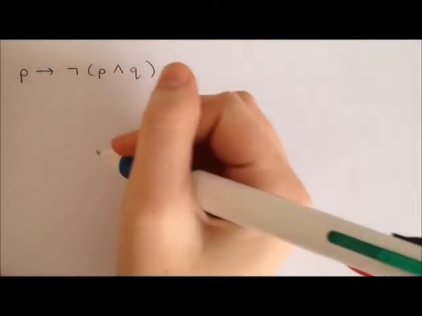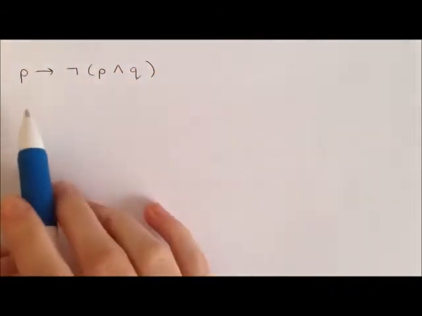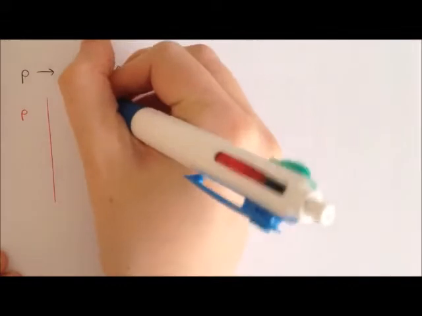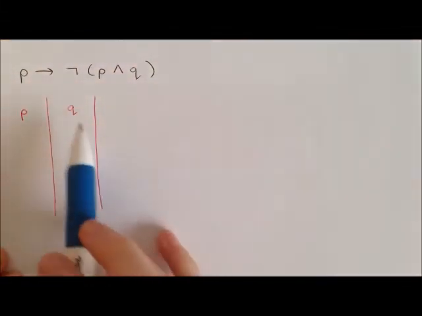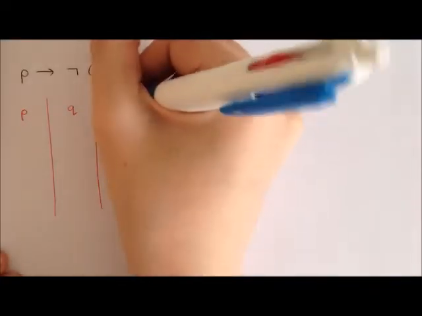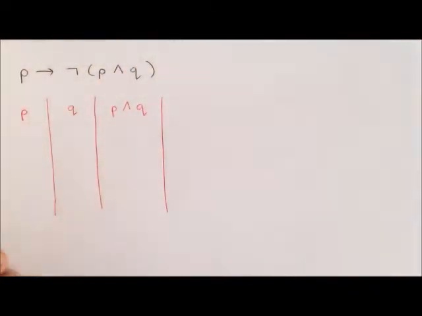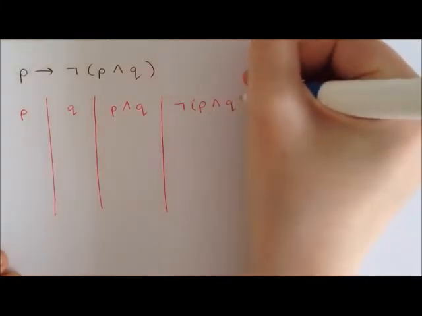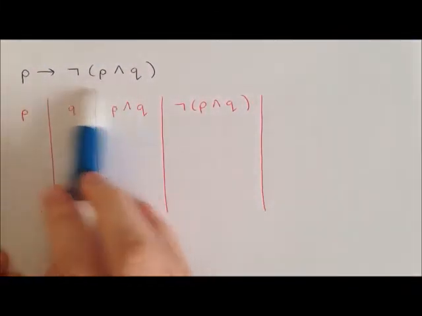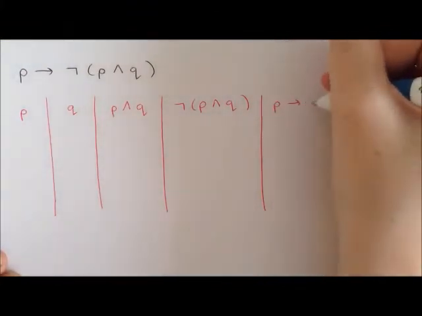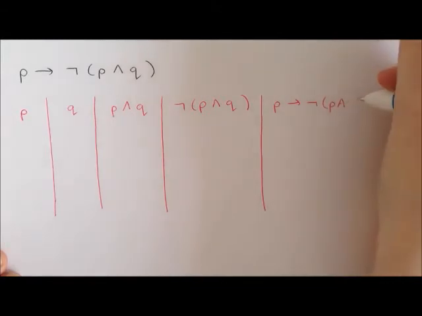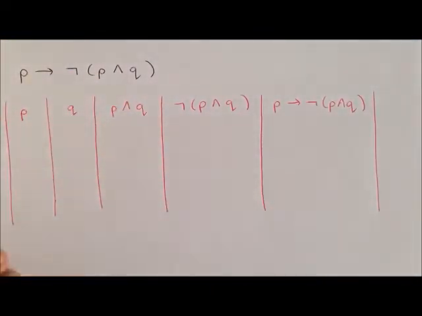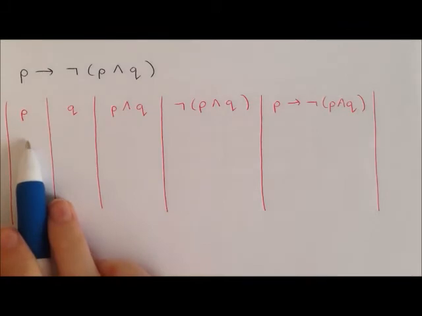So how we start our truth table is by drawing up our columns. The first one that we've got is a P, and we also have a Q. Then we have here a P and a Q. And then we have the negation of P and Q. And then we have the whole example.